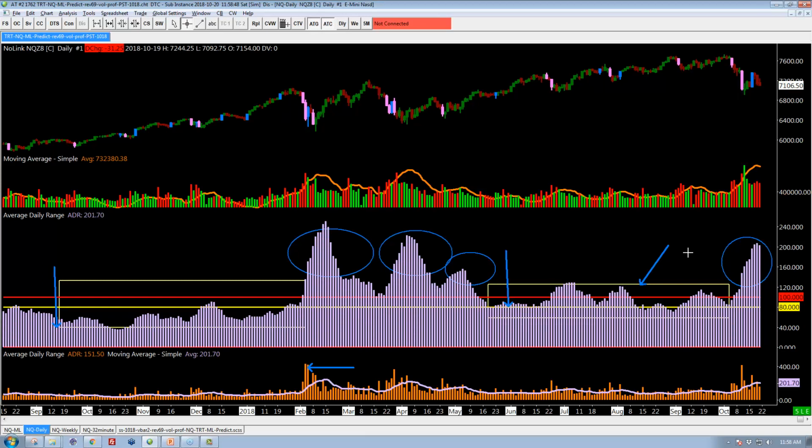So when the range of the market goes up, the volume profile becomes less useful, right? Because it means you're spending less time building that profile. Okay. That's a good question.